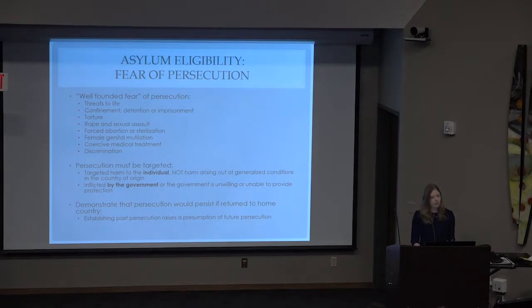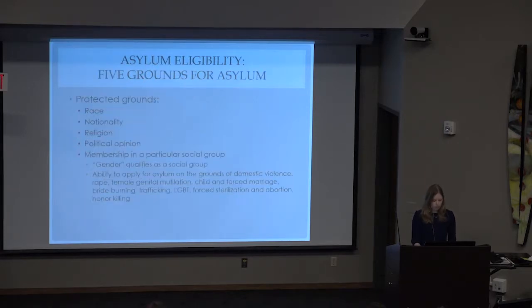And then finally, the individual has to demonstrate that they would face persecution if they were returned to their home countries. Typically, establishing past persecution raises a presumption of future persecution. The exception would be if there's changed circumstances, like the country gets a new government or something happens, or the person can internally relocate within their country and be safe from persecution. And then an asylee also has to demonstrate that they've been persecuted on the basis of these 5 protected grounds. Those include race, nationality, religion, political opinion, or membership in a particular social group.